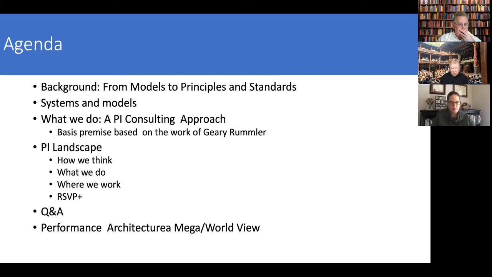Then we're going to take a look at what I call the performance improvement landscape. And what we look at is how we think, what we do, and where we work. And then all that comes together in what I call RSVP plus, and I'll tell you about what RSVP stands for. And then we have questions and answers. But if you have questions along the way, just put them in the chat box and we'll try to answer them as we go forward, or we'll save them to the end, either way. And then finally, I'm going to end up looking at another model, which I think is kind of important right now, and it was sort of the work of Roger Kaufman in what we call mega architecture. And this is working with more societal aspects of it.